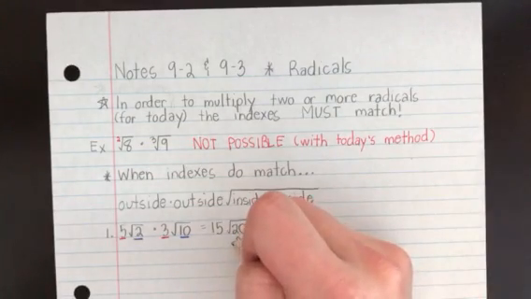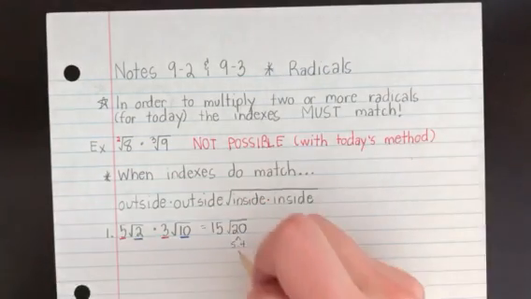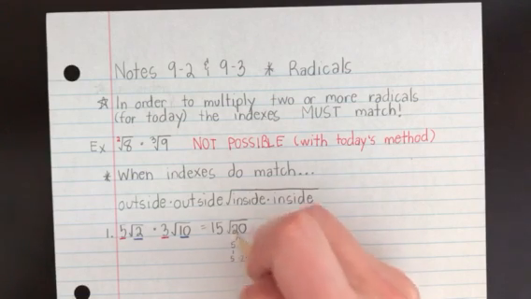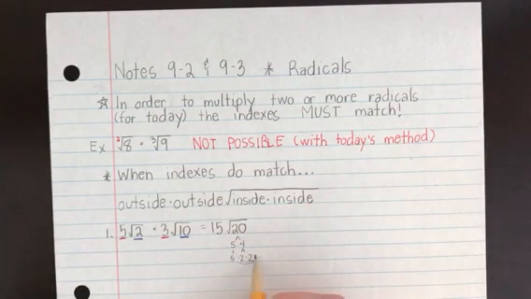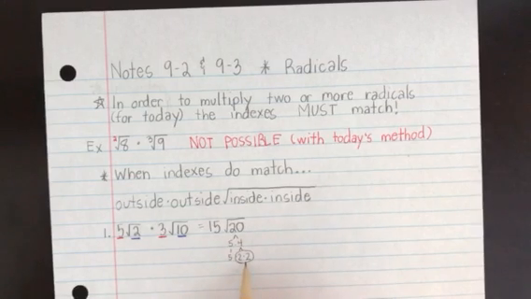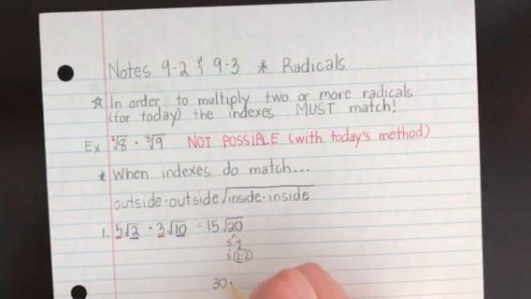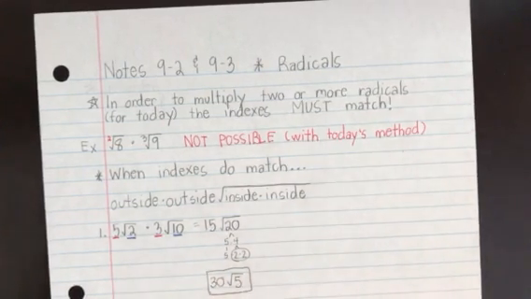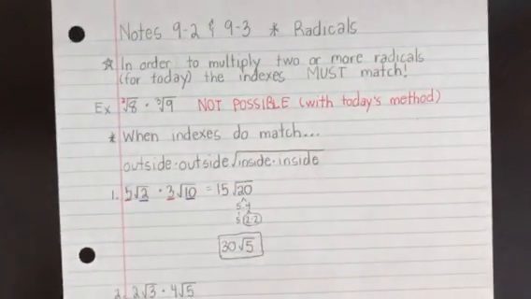So 20 is 5 and 4. 5 drags down, 4 is 2 and 2. Since this is a square root, you're looking for sets of 2. So you would have 15 times 2, which is 30, radical 5. And that would be your final answer. Let's look at a few more examples.